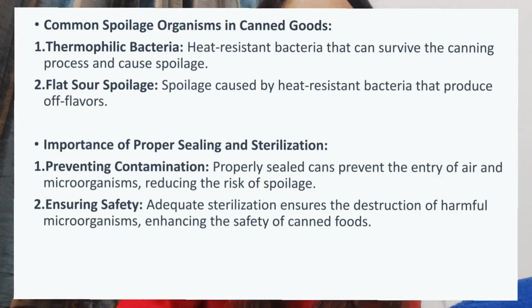Then flat sour spoilage. It's a type of spoilage which is caused by heat-resistant bacteria that produce off flavors in canned goods. Then there's the very important role of proper sealing and sterilization in canned foods, which is preventing contamination. To prevent contamination, properly sealed cans prevent the entry of air and microorganisms, which reduces the risk of spoilage. Ensuring safety, adequate sterilization ensures the destruction of harmful microorganisms, which enhances the safety of canned foods.